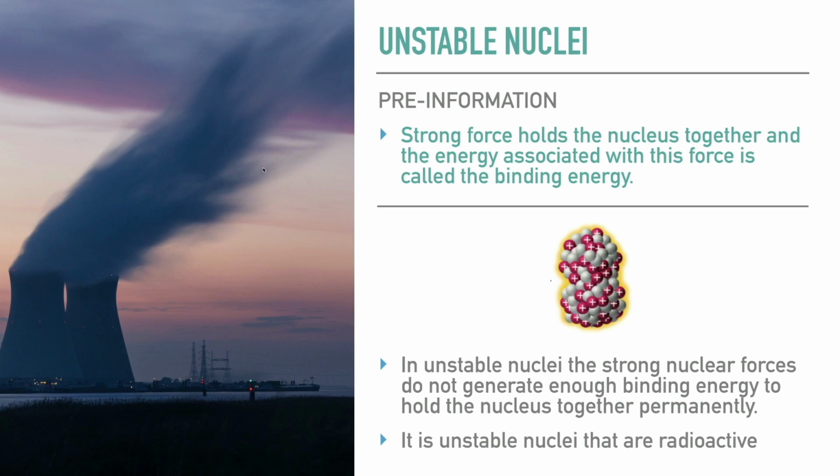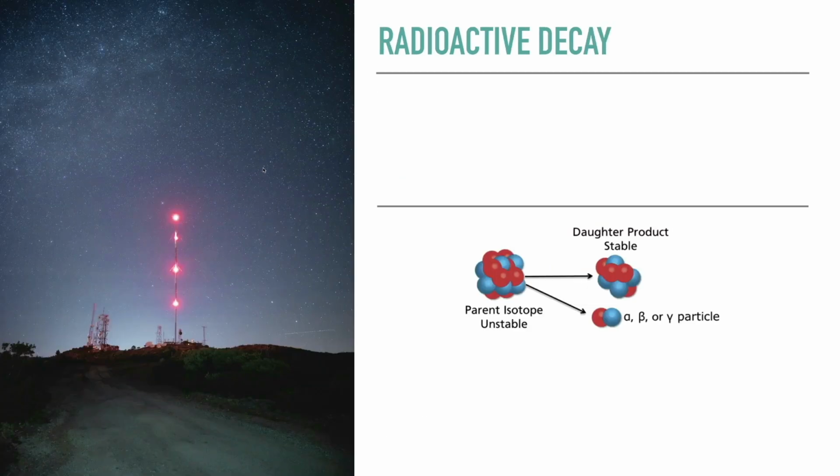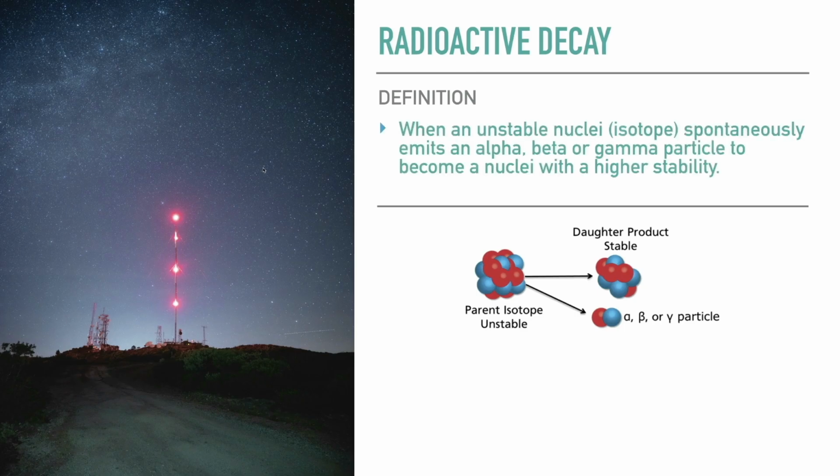And these unstable nuclei are radioactive. So radioactive nuclei or radioactive isotopes are when the strong force cannot generate enough binding energy to hold it together. And when that happens, an unstable nucleus wants to become stable. It wants to lose some energy or lose some particles so that it can become stable and be left alone.